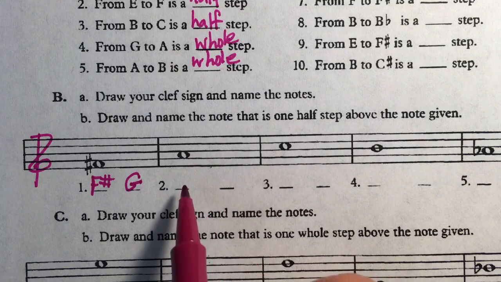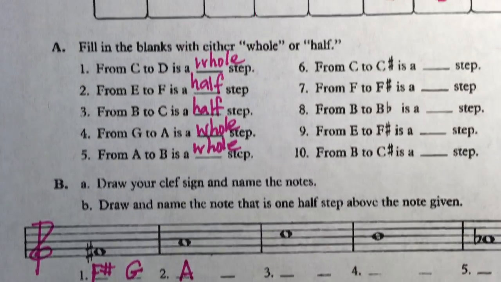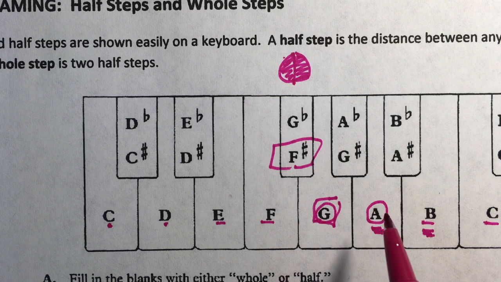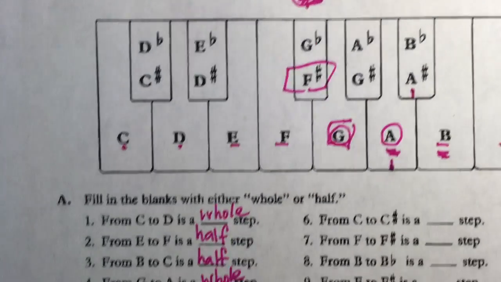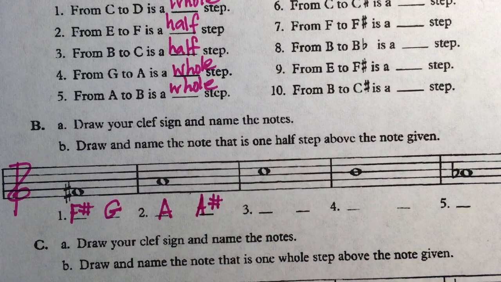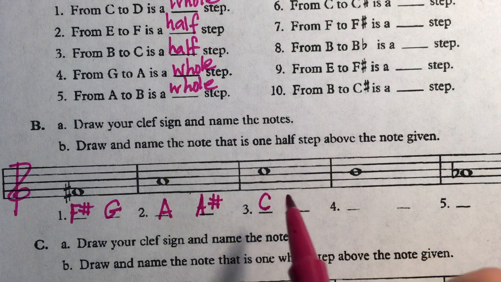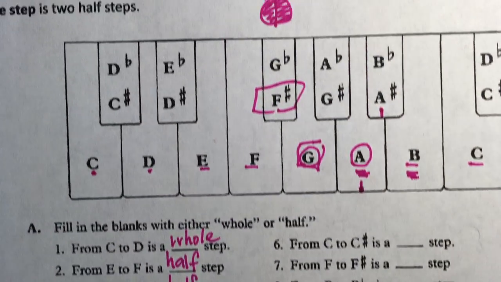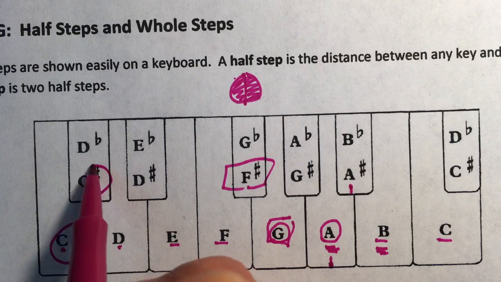Number 2. The note is A. A half step above A. Here's A. We want a half step above A. A sharp. Remember, if you're going up, you're going to use sharps. If you're going down, you're going to use flats. We'll do number 3. The note listed is C. A half step higher than C. We can use this one right here. Half step higher than C. It's going to be C sharp.